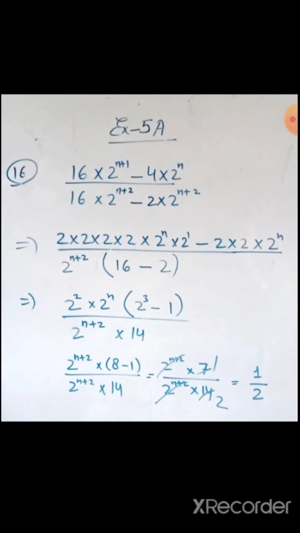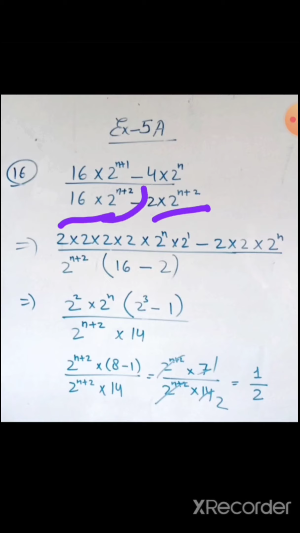We can see in the denominator there are two terms. There is a minus sign in between, which means at the left side of minus this is the first term, and at the right side of minus this is the second term. Okay, and we have 2 raised to the power n plus 2 common on both sides. Okay, so we are taking it as common. 2 raised to the power n plus 2 we are taking as common.